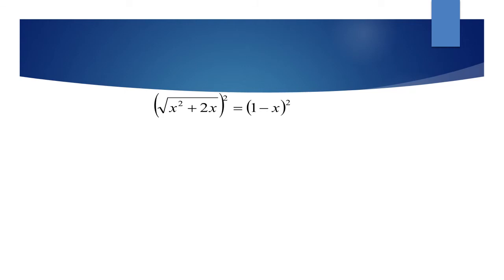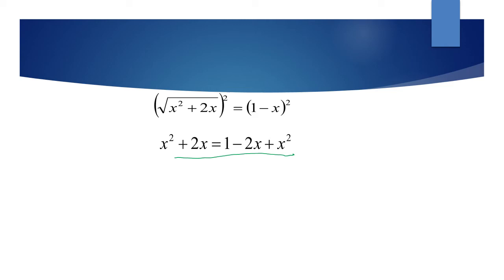Squaring both sides again, what will we have on the left side? The surd will be gone. On the right side, we need to expand. So x squared plus 2x on the left side, the right side will be 1 minus 2x plus x squared. So this equation can be rearranged to get a quadratic equation equal to 0.